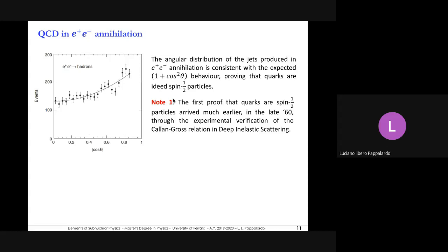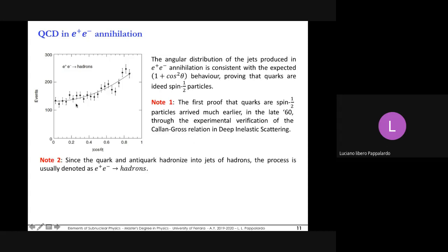Okay. However, let me make a comment here. This was not the first proof that quarks are spin 1/2 particles. The very first proof came actually in the late 60s through the experimental verification of a relation, the Callan-Gross relation, in deep inelastic scattering. And this we'll be studying next week. So clearly when you now study quark hadron jets, it was already known that quarks are spin 1/2 fermions.